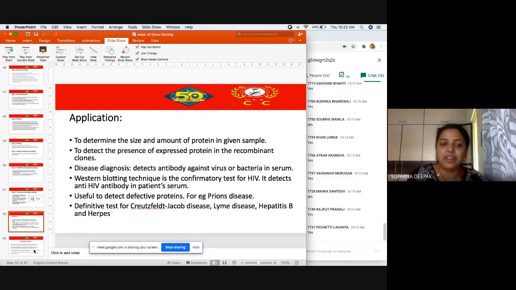Then you have a definitive test for Creutzfeldt-Jakob disease, Lyme disease, hepatitis B, and herpes. All these can be detected by your Western blotting.